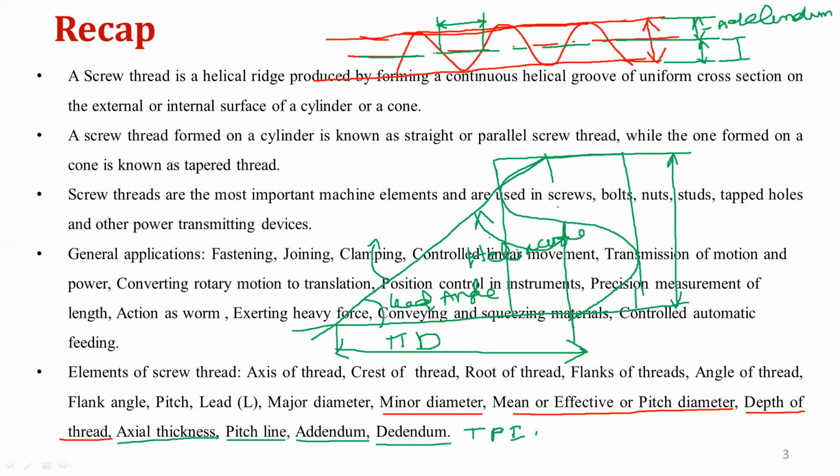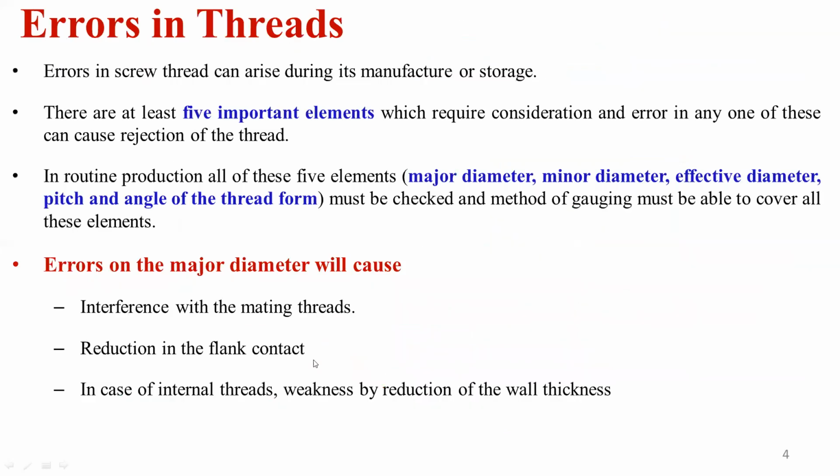So it is the angle subtended by the circumference of the cylinder with the helix, development of the helix is called the helix angle. So this we have discussed in lecture 1, and then this is lecture 2.